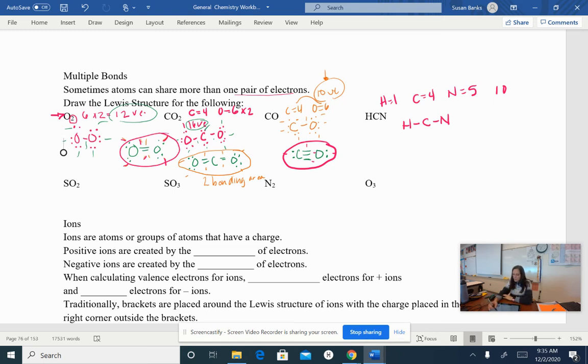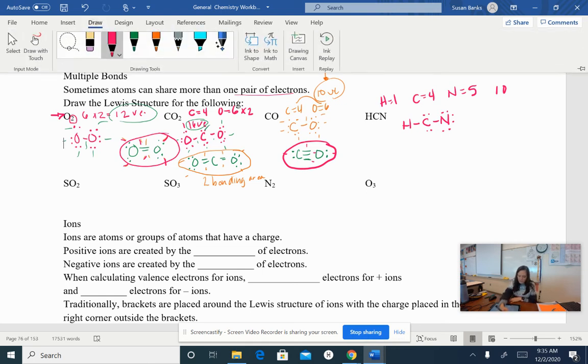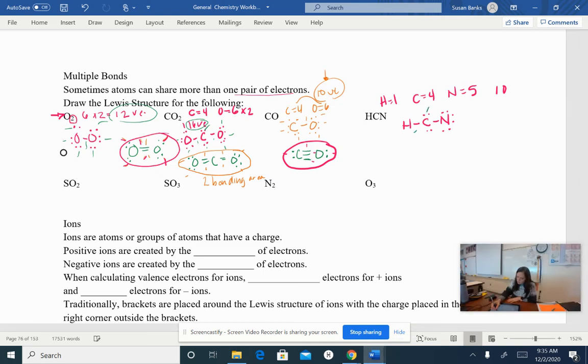Okay? Carbon has 2 bonding areas, meaning it has 4 electrons that it's using. So I need to put 4 electrons there to fill up carbon's octet. And nitrogen has 1 bond, so it has 2 electrons. So it's going to need 6 more, or 3 lone pairs, to fill up its octet. Now let's count how many electrons that I have used in this picture. I've used 2, 4, 6, 8, 10, 12, 14. I only have 10 to use.